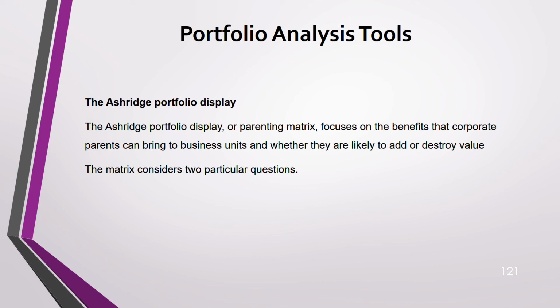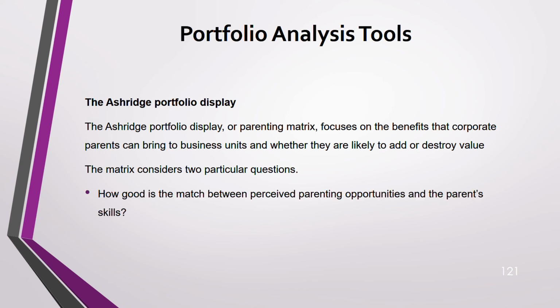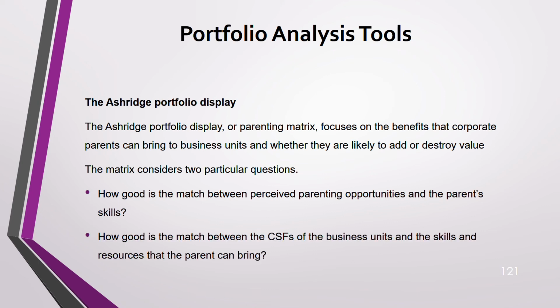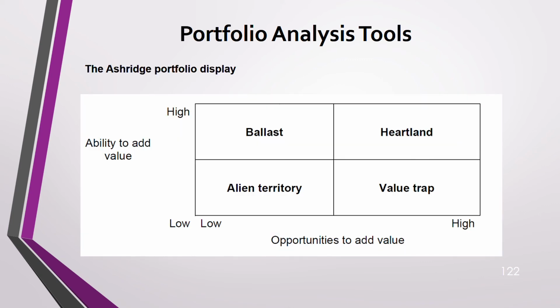This matrix considers two particular questions. What are those two questions? Number one, how good is the match between the parenting opportunities and the parent's skills? One is your opportunity, and you should have the skill also. Sometimes you might get the opportunity, but you don't have the skill to act on it. Sometimes you don't have the skill, but you have an opportunity. Next, how good is the match between the CSF, that is critical success factor of the business unit, and the skills and resources that parents can bring? Not understanding? It's okay. We'll understand it better with the diagram.